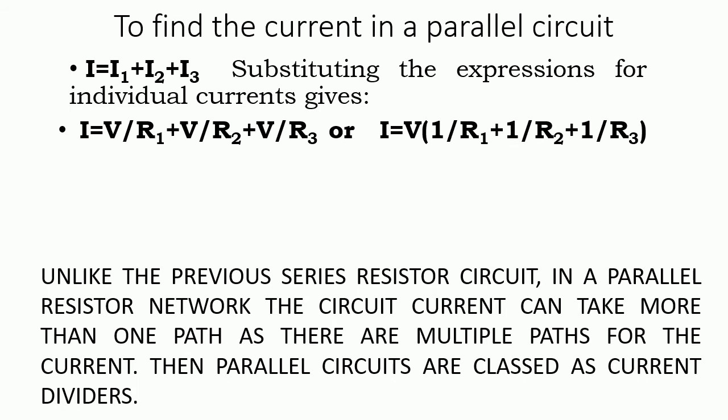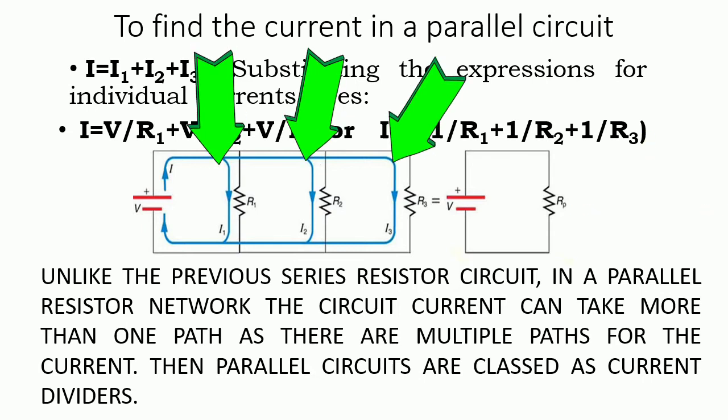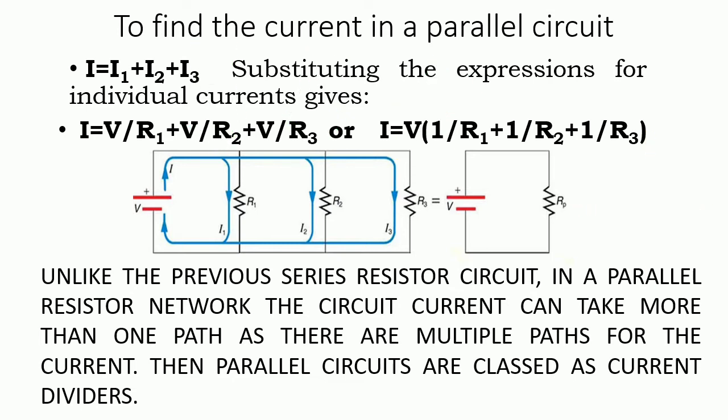Unlike the previous series resistor circuit, in a parallel resistor network, the circuit current can take more than one path as there are multiple paths for the current. Then parallel circuits are classed as current dividers. Since nakagawa siya ng multiple or networks of resistor in parallel, so maraming dadaanan ang current, so madidivide yung current dito in every load or resistor na nakakonect sa parallel.